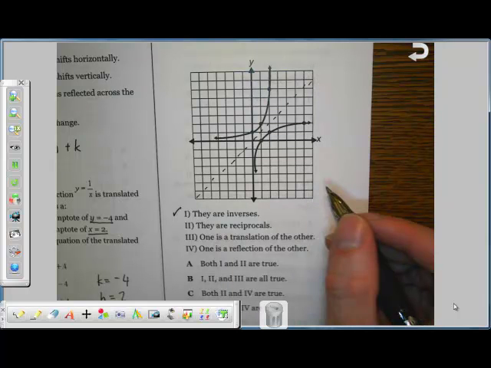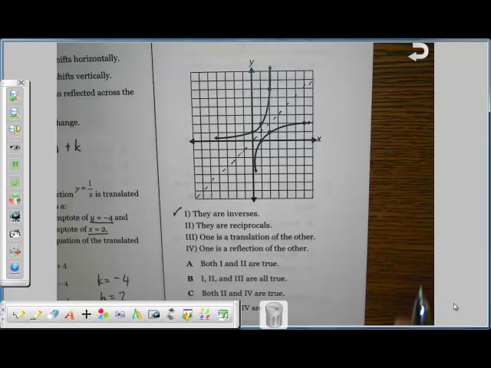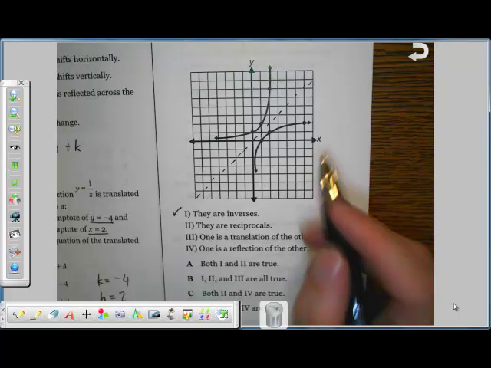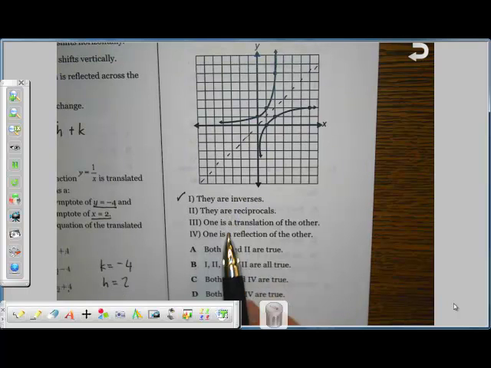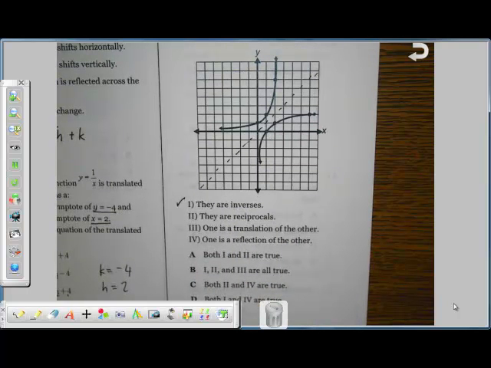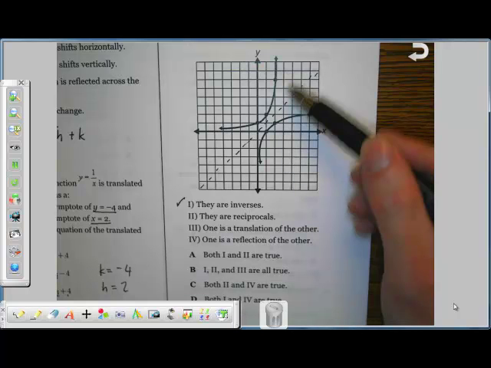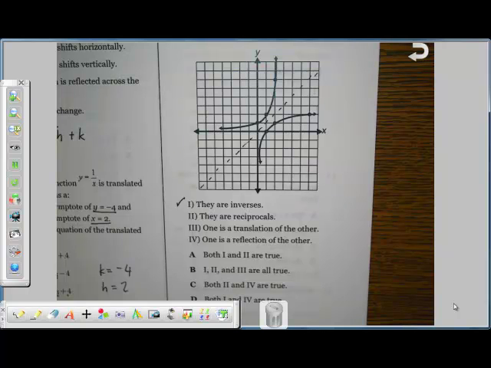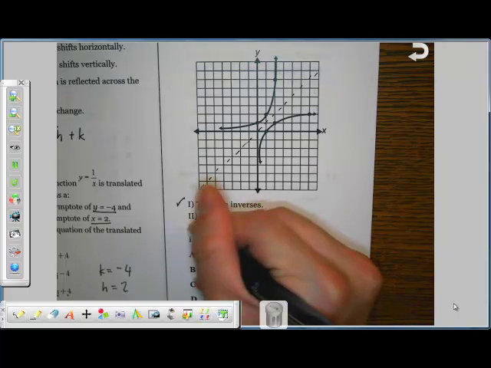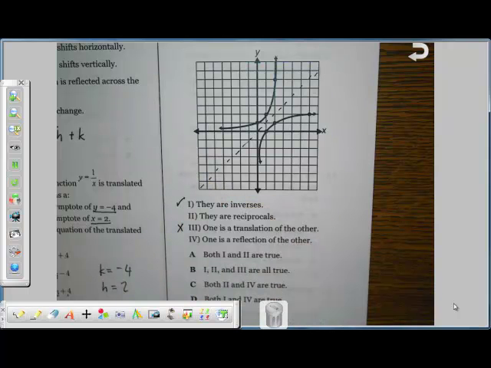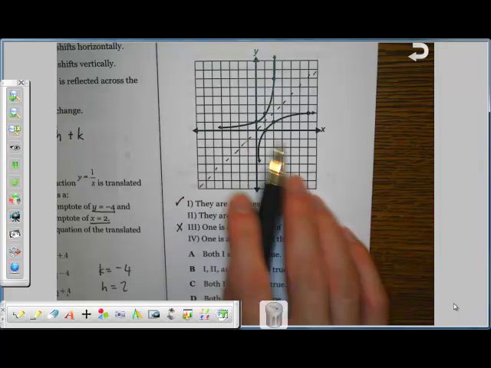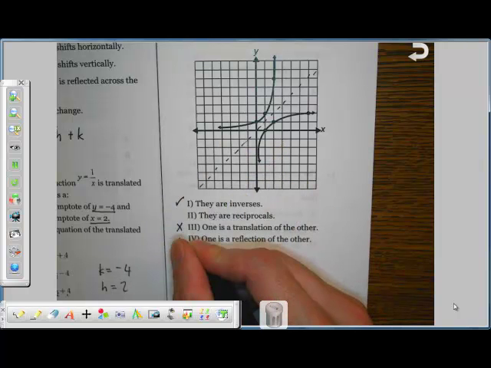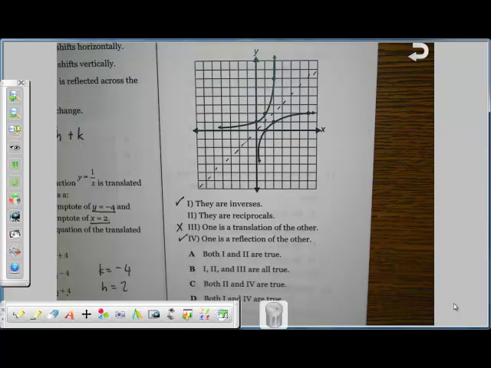Now, are they reciprocals? That has not been proven. Is one a translation of the other? Remember, translation is when you slide. Now, can I slide this shape over and have it change directions? No, translation is slide. So we know that is false. Is this a reflection? We see very clearly this is a reflection, so we know that is true. And I am willing to bet that they are not reciprocals, but even if they're not, let's just see what choices we have.